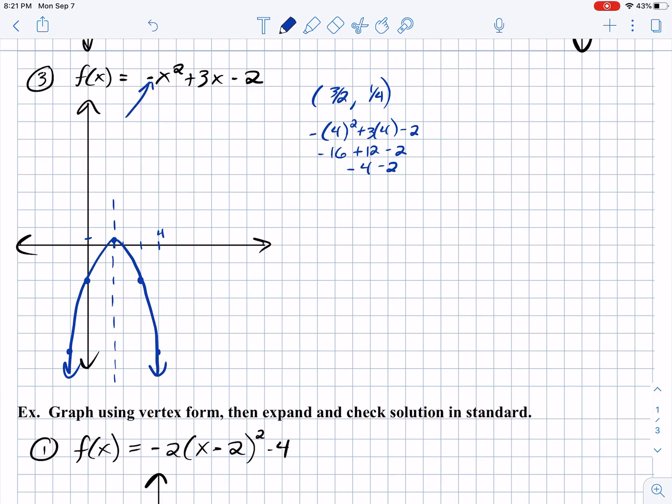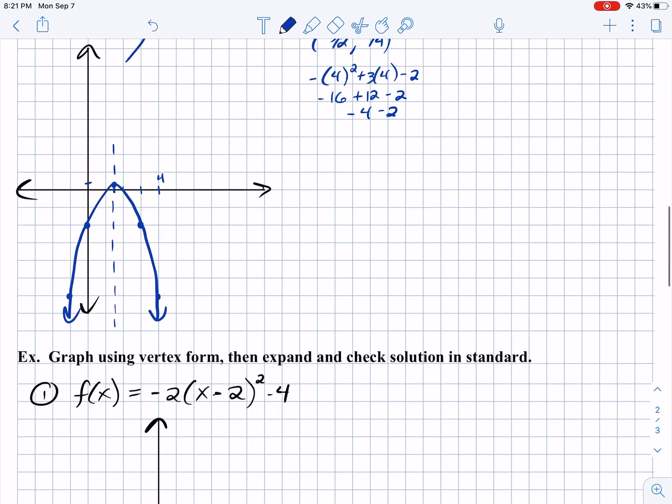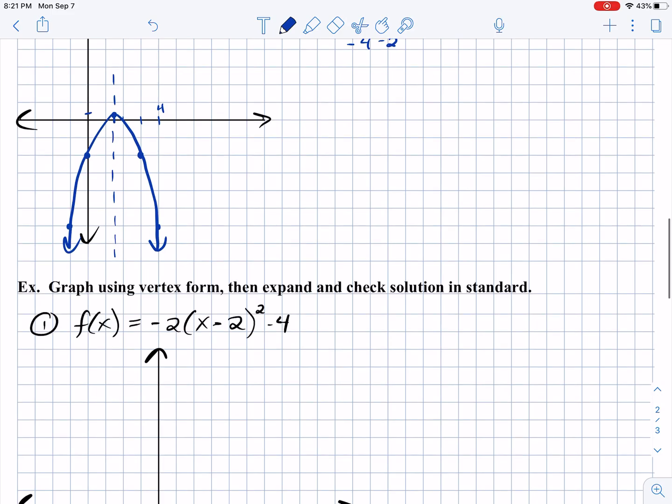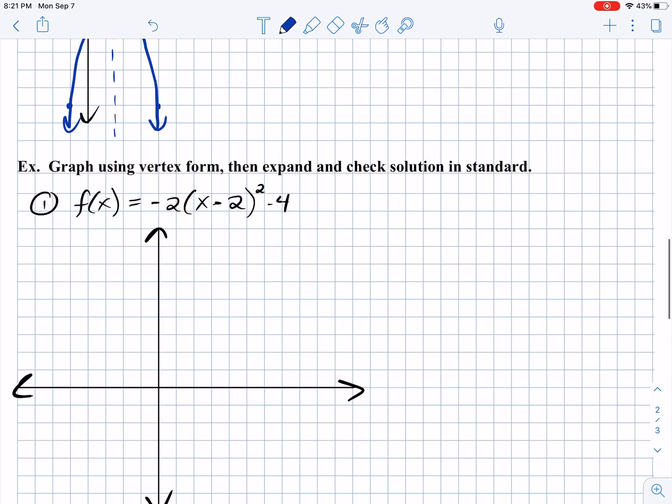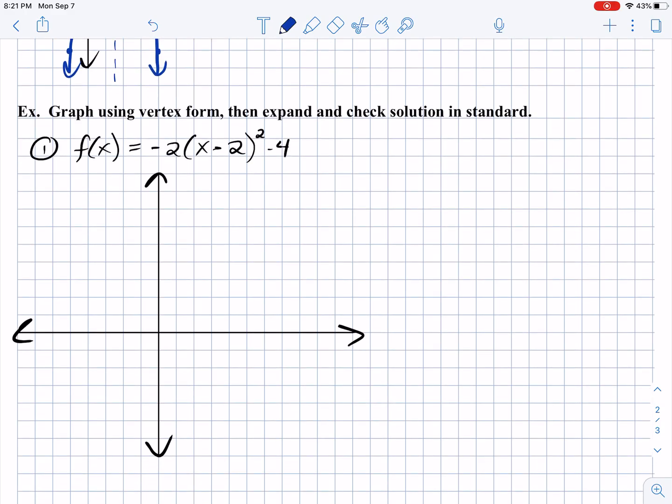Okay, the last thing I'd like us to finish with before you get to your homework is graphing using vertex form, and then just expanding it out and seeing you get the same thing if you were to graph using standard. So let's see how much we remember from vertex form in the previous lesson this week. Our vertex would be at 2, negative 4. Remember, whatever's inside parentheses is always the opposite. So we would go to 2, negative 4, our vertex, and then our parent function of values.